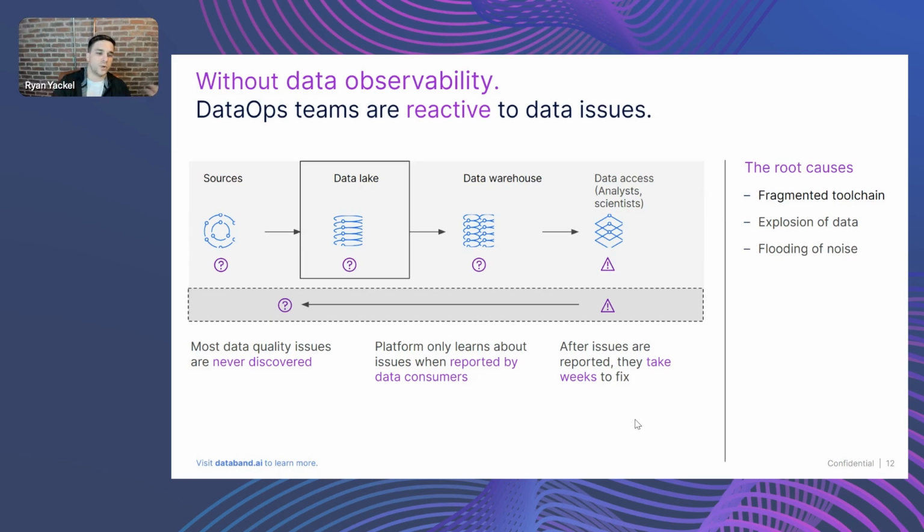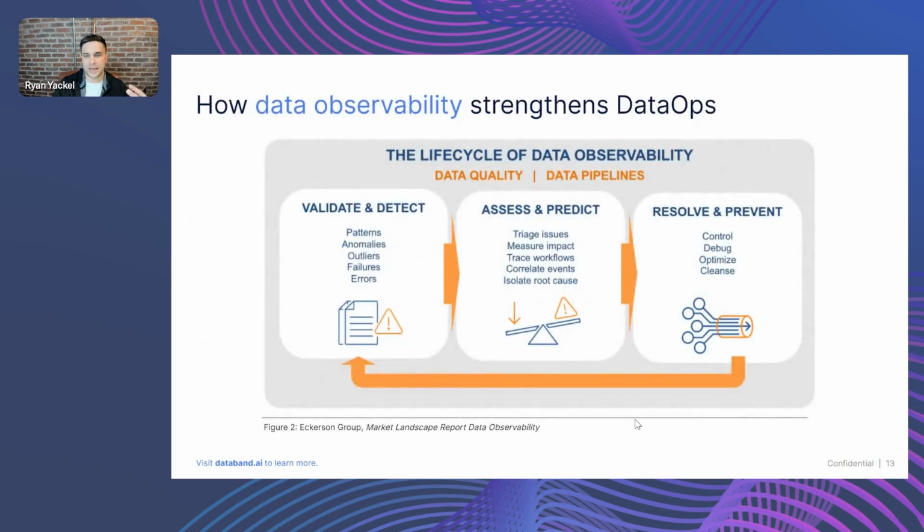So what does all this lead to? Data observability. Without it, it's a reactive approach to data issues. You have issues that are found way too late in the process. You have this explosion of noise where people are telling you, hey, there's an issue, but we don't actually know where it is. A lot of times they're reported by data consumers, or worse, they're not even discovered. So this is a problem. Without data observability, this DataOps process is very, very reactive.